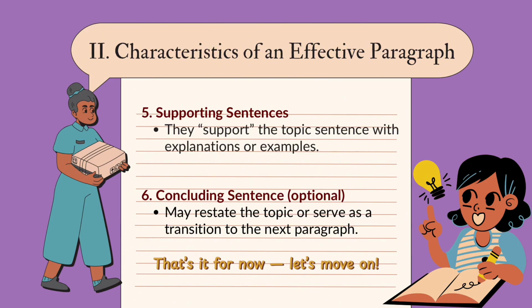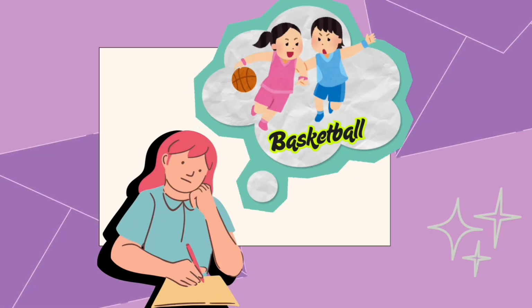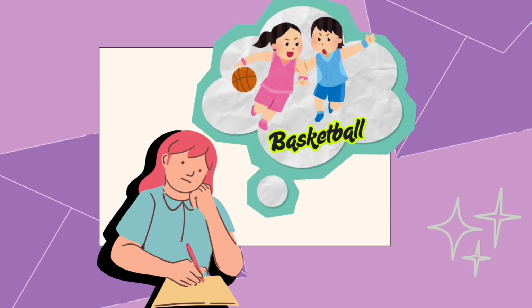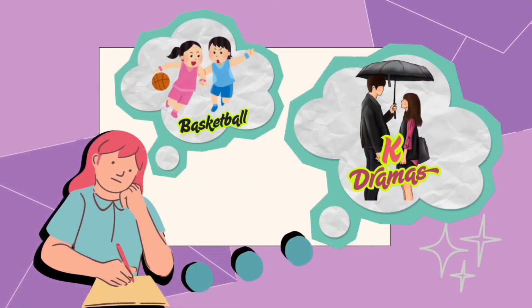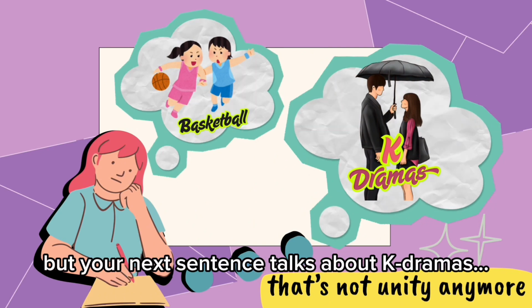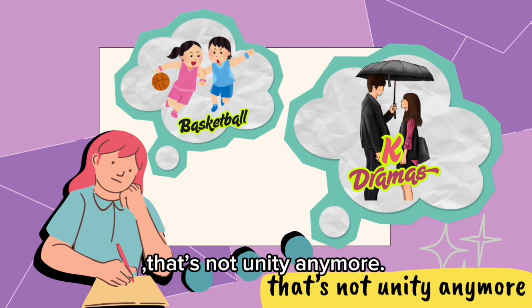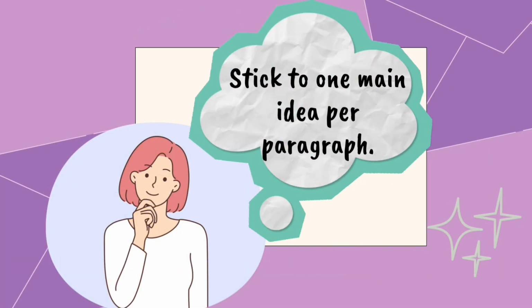Let's move on. Let's say you want to write about your favorite hobby. If your topic sentence is about playing basketball, but your next sentence talks about K-dramas, that's not unity anymore. So remember, stick to one main idea per paragraph.